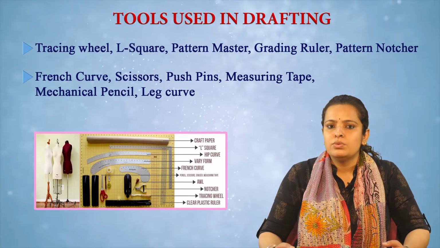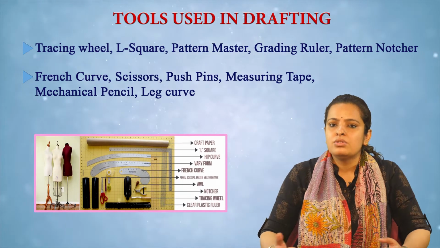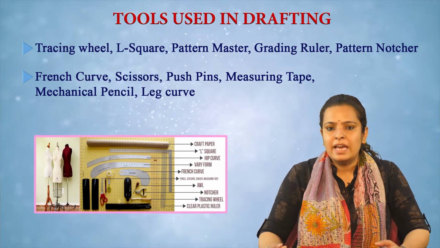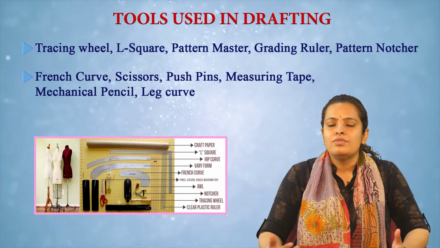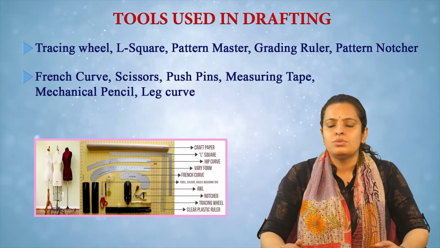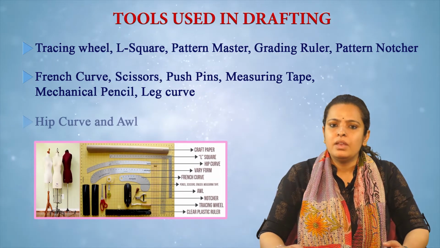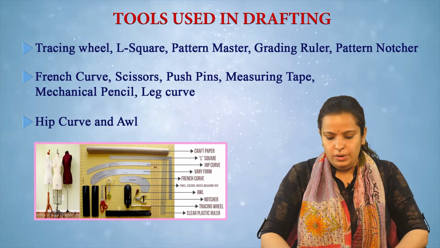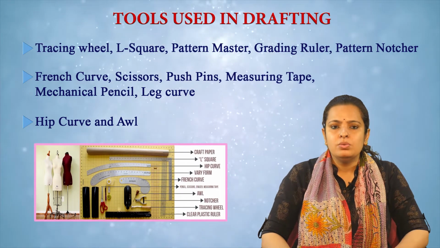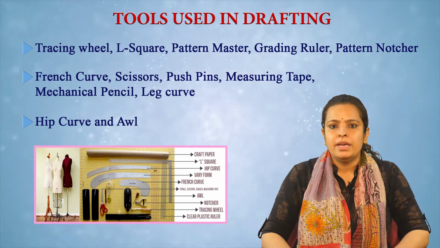Measuring tape. We use mechanical pen or the leg curves. So these are types of scale we use to create, like for the skirt we use leg curves, or when we are developing a trouser or a pant we use the leg curves. Then we have the hip curve and the awl. So these are the basic tools which we need when we go for drafting or pattern making.